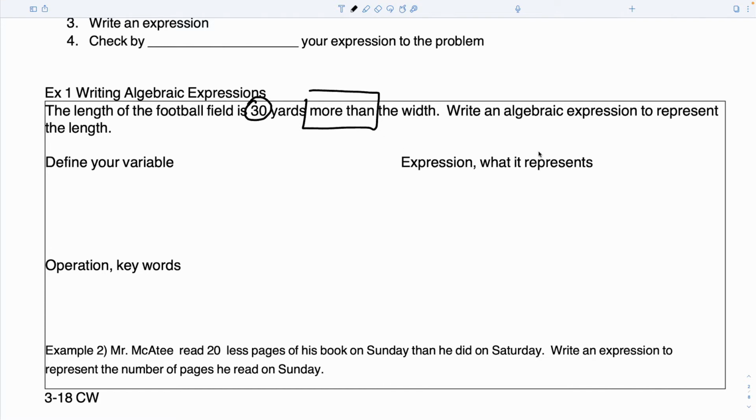And the first thing I'm looking for after I circled and boxed my keywords is what is missing here. Well, they want to find the length of the football field. That's what they're trying to find. The thing that they give you is a clue that it's 30 yards more than the width. So the missing part is the length, but they give you a key. Chad, tell me your thoughts.